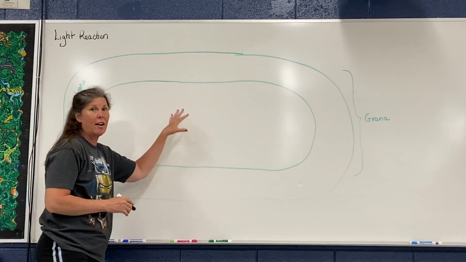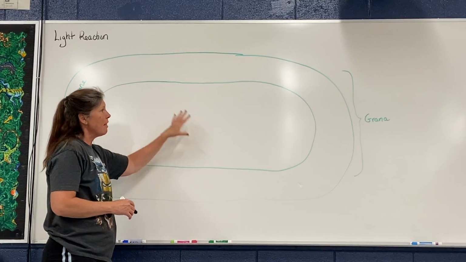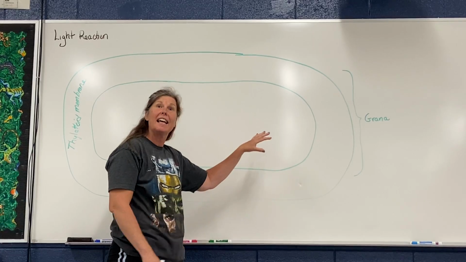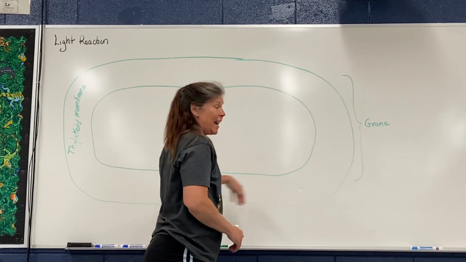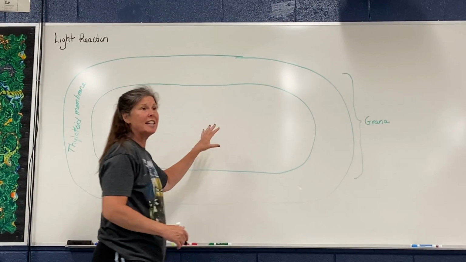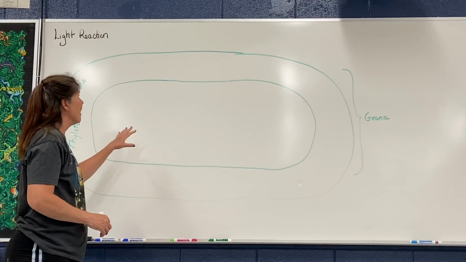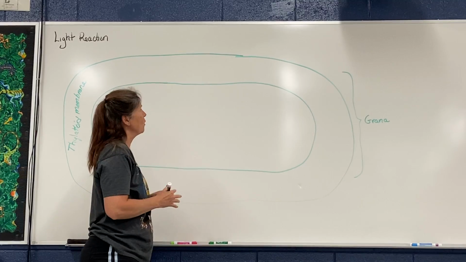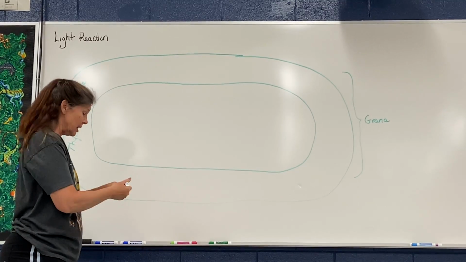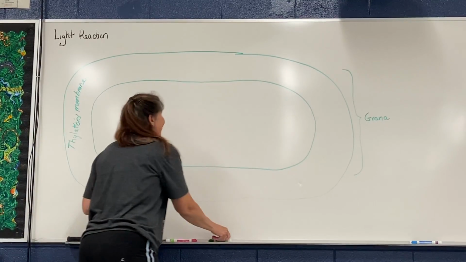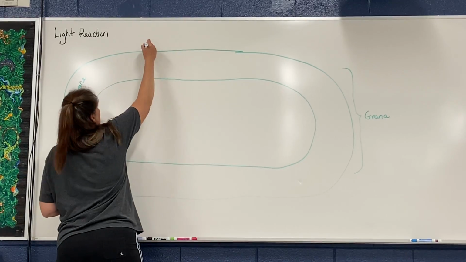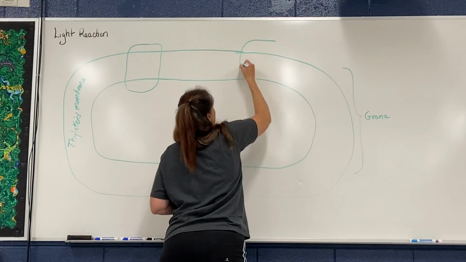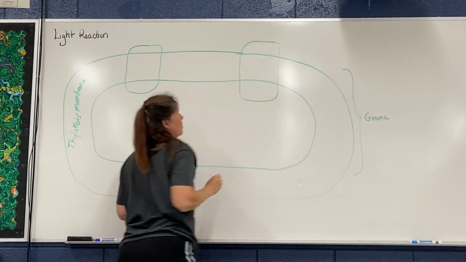What I have drawn up here is, remember, I refer to them as the spree. The spree is the grana, which is those little discs inside the chloroplast. So we're dealing with the structure inside the chloroplast. The first thing that I'm going to draw in here is the two photosystems. So we have, again, photosystem 1 and photosystem 2.